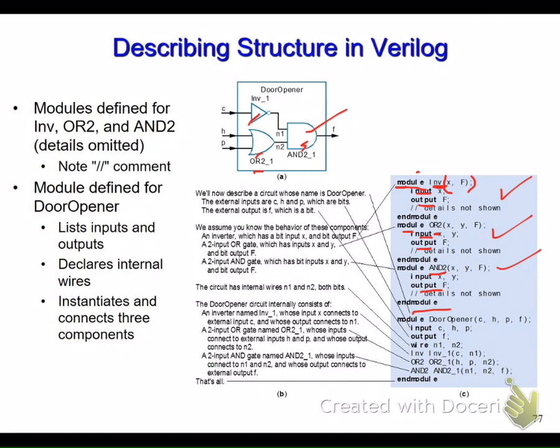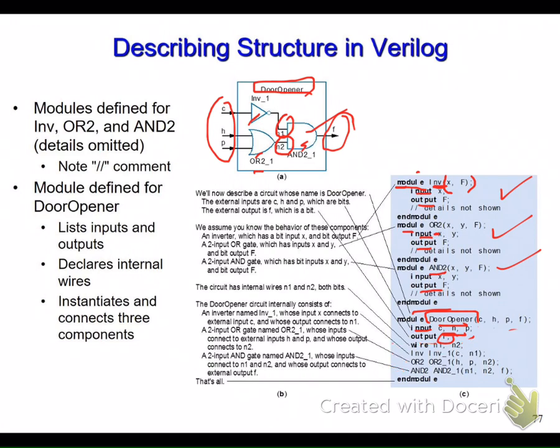Then the next step is what? Just connecting all of these components together. And this is what we call structure description. So the circuit, or door opener, since I call it door opener here, the module is door opener, has C and H and P, and so on. The inputs are C and H and P, and the output is F. I'm defining the big circuit. And then I will have wires, since I have a wire N1 and another wire N2. I will define them here as wire N1, wire N2. And then I will instantiate the inv, I will instantiate the OR, I will instantiate the AND.